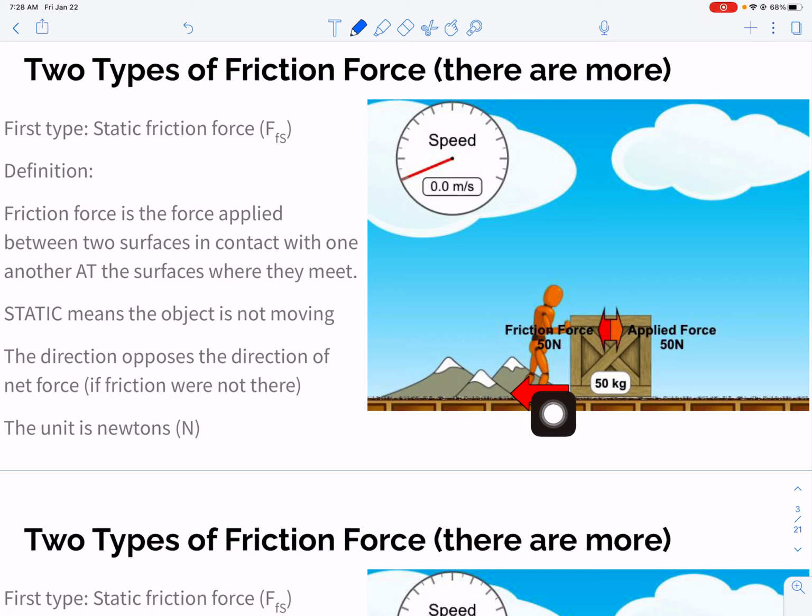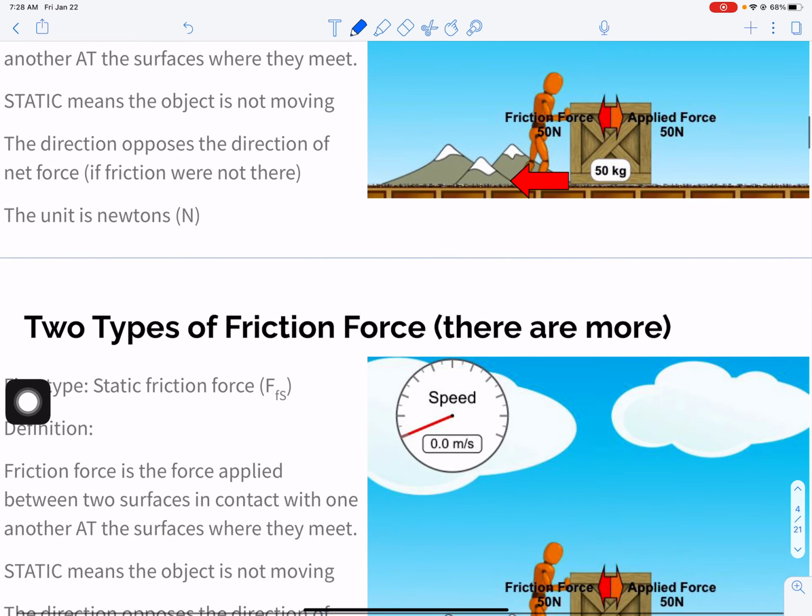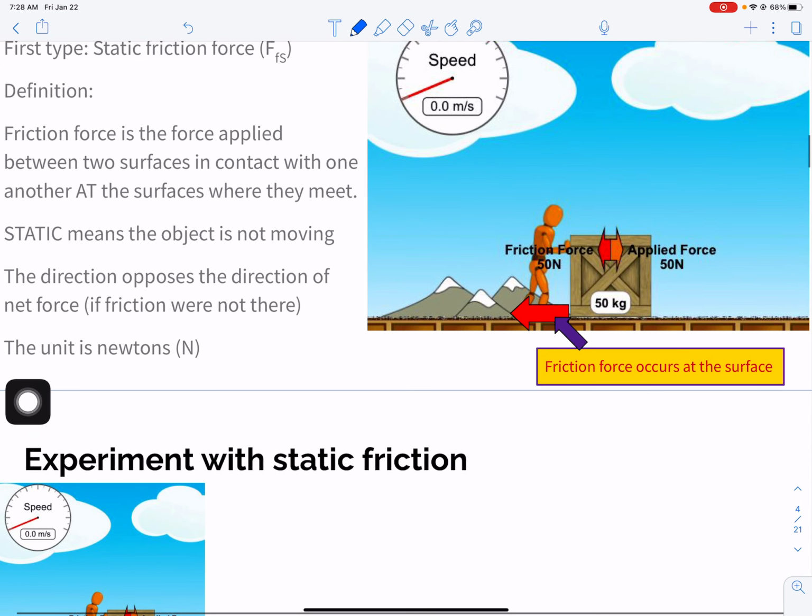There is a red arrow. That red arrow is my representation so that you understand the direction of it is parallel or anti-parallel to the direction of motion. Just to emphasize, the friction force occurs at the surface.